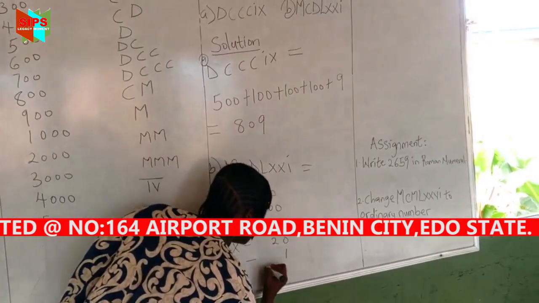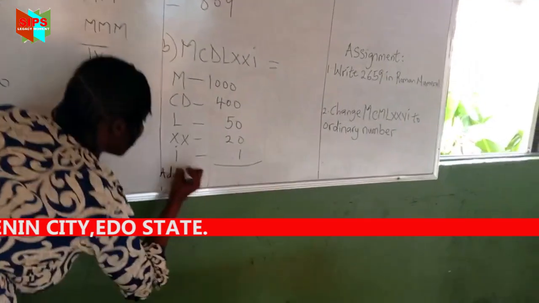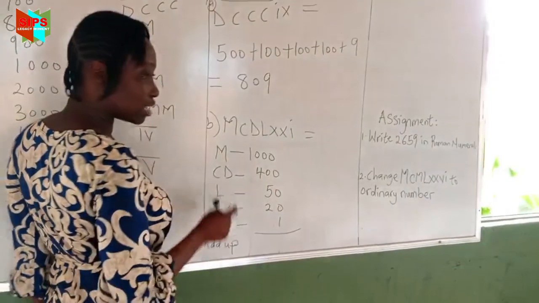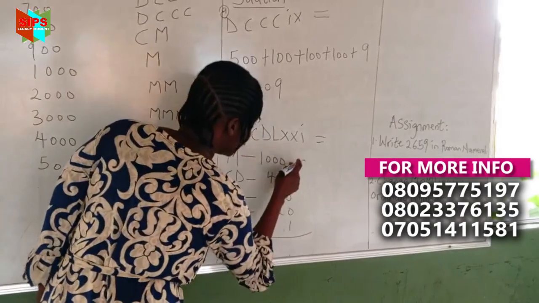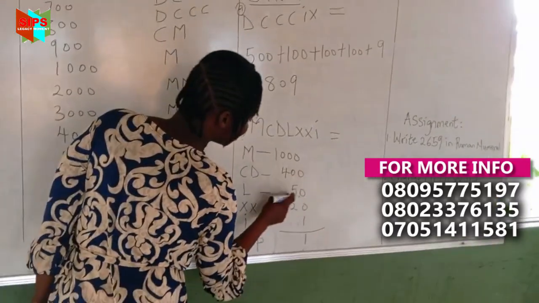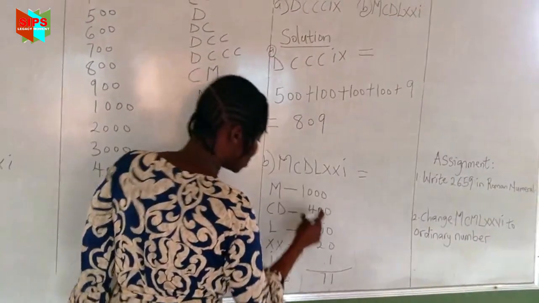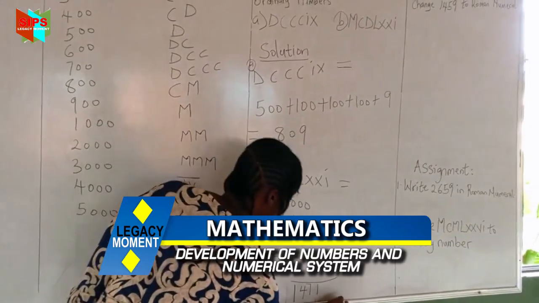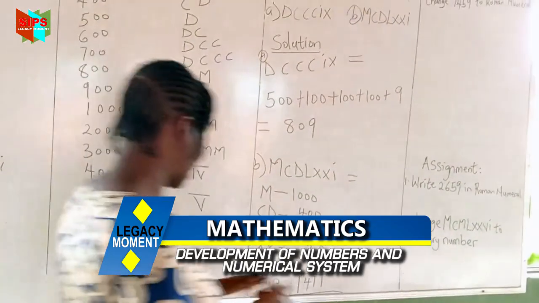So when we have all these together, add up. When you add it together, 1000 plus 400, that is 1400, plus 50, 1450. Let's just do it: 0 plus 0 plus 0 plus 0, plus the 1, gives you 1. 0 plus 0 plus 5, 5 plus 2, 7. Then 0 plus 4 gives you 4, and you have your 1. So by this solution, we are able to get 1471.